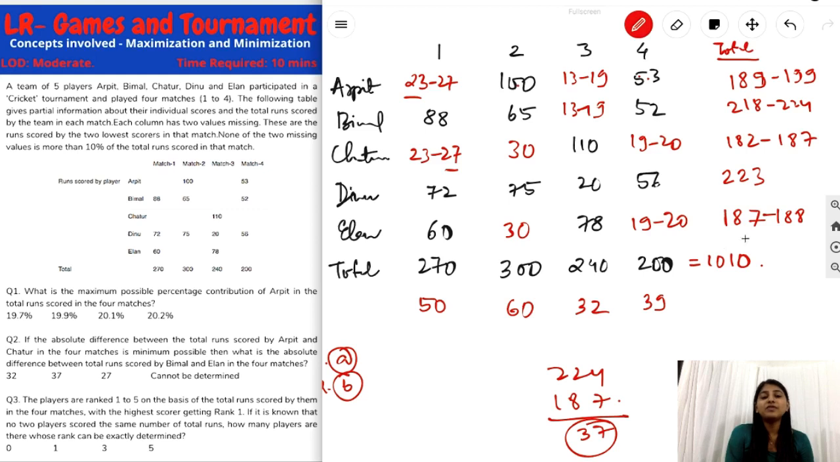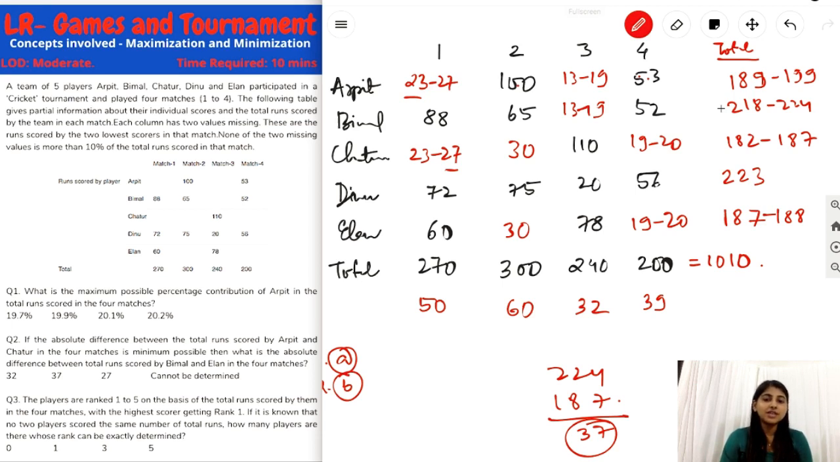Alright, so if we have to rank them now, we can see that for how many of them can we exactly determine the rank? That is the question, right? So how many of them can be exactly, because see, Vimal can even have 224 as total. And if Vimal have 224, Vimal becomes the highest and Dinu becomes the second highest. But we cannot tell for sure, because if Vimal have anything less than 224, then Dinu will be the highest and Vimal will be the second highest. So we cannot tell for sure.